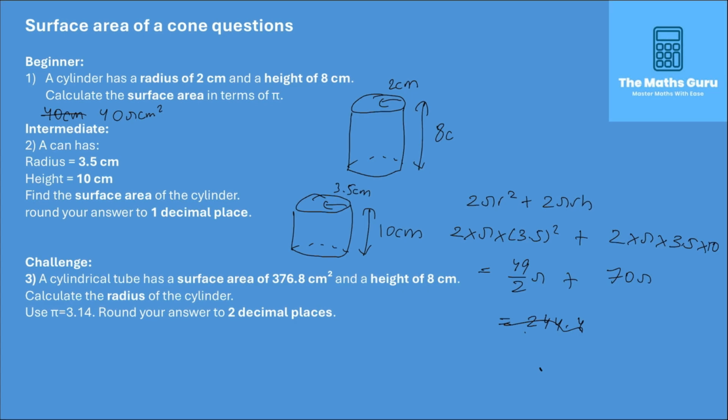This is going to leave us with, to one decimal place, 296.9 centimeters squared. That should be the answer that you got. 296.9 centimeters squared.